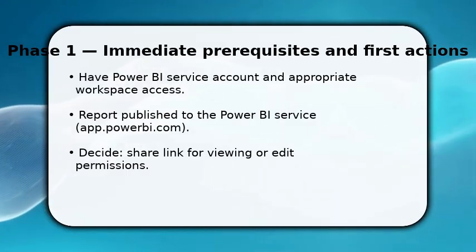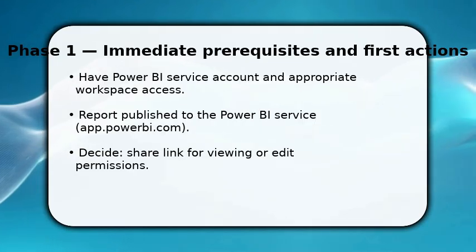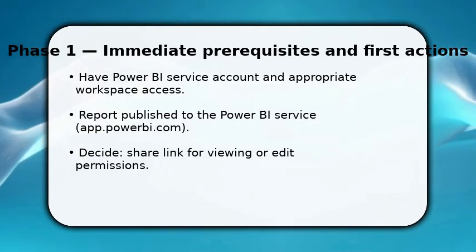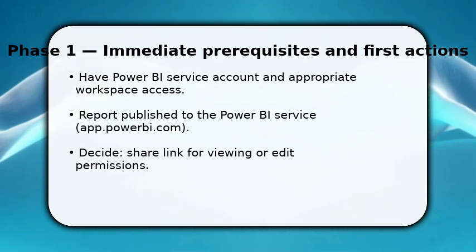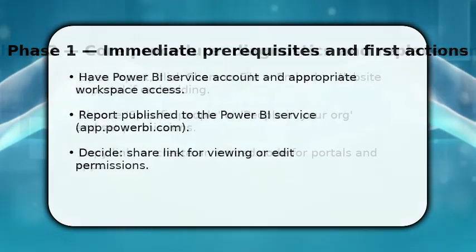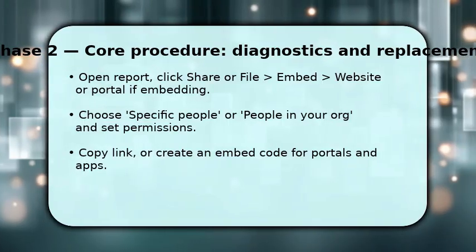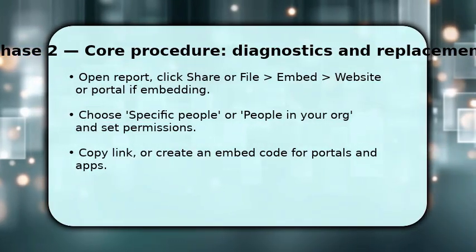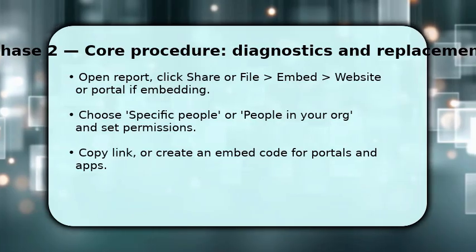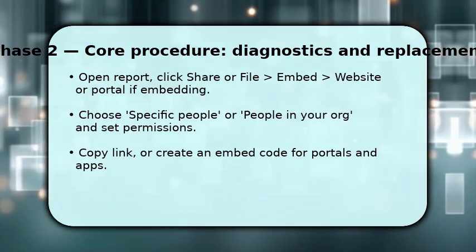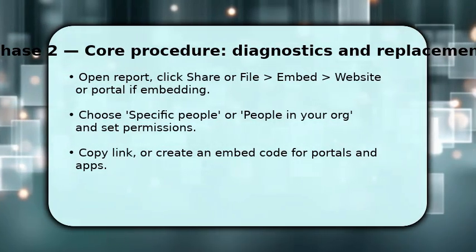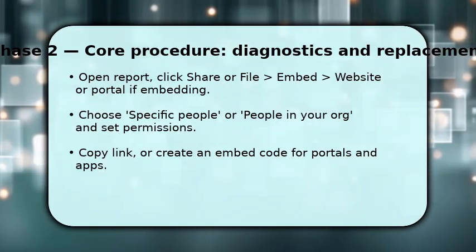This first action prepares the object you'll link to and clarifies whether recipients need view-only or editing rights before generating a link. With the report open, click Share or use File, then Embed for portals and pick the link option. Explain why. Choosing specific people restricts access, while people in your org is faster for broad internal sharing. Set permissions. View only unless edit is needed.